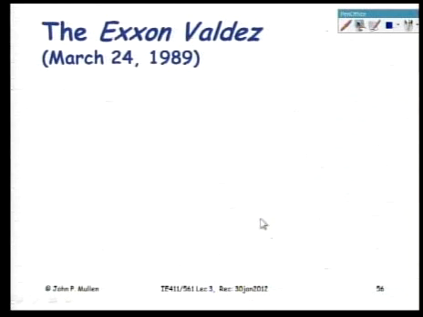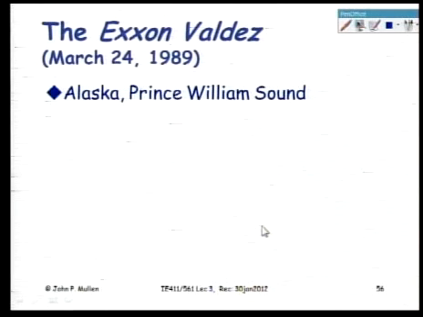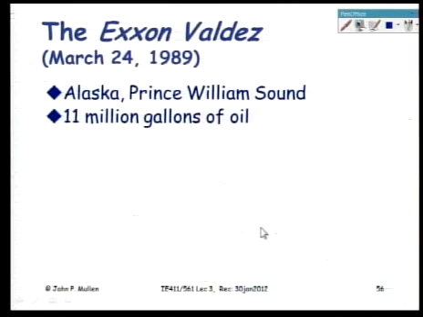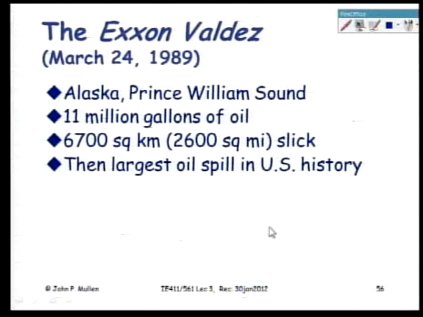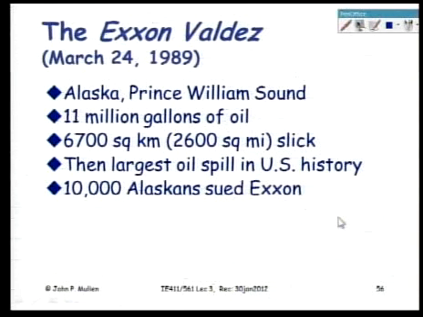Exxon Valdez. March 24th, 1989, Alaska, Prince William Sound. They dumped 11 million gallons of crude oil. This gave us a site that was about 2,600 square miles. It was then the largest oil spill in U.S. history. 10,000 Alaskans sued Exxon. 10,000. Man, that courtroom must have been huge.